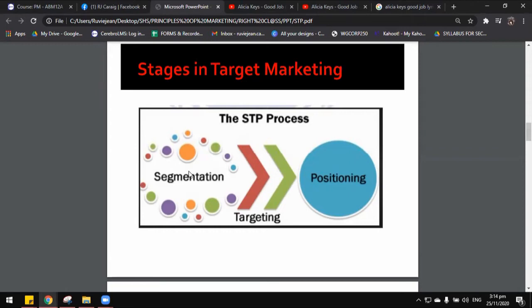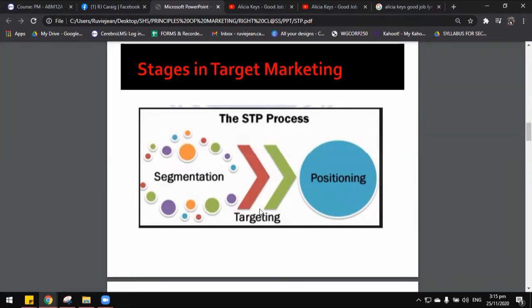Now, the next stage, class, is targeting. So, right after nating isegment ang ating market, the next is we are going to target them, which is the second stage. Okay, the second stage is referred to market targeting, in which companies and firms actually select their target markets based on a number of factors, including the resources of the company or firm, the strategies of the competitors, and even the profitability expected from this specific market.